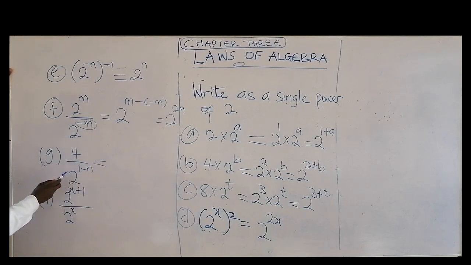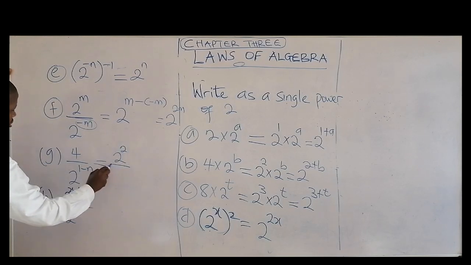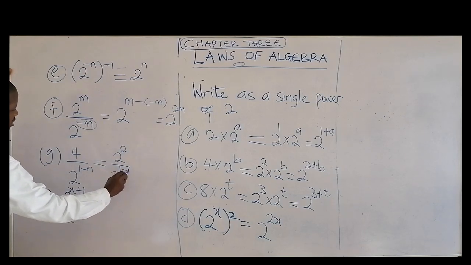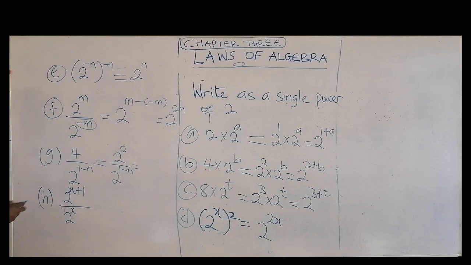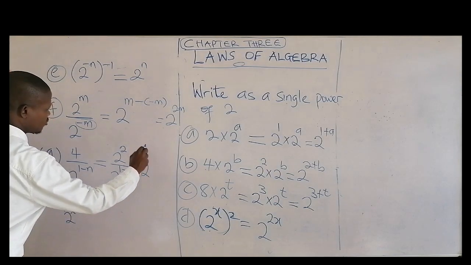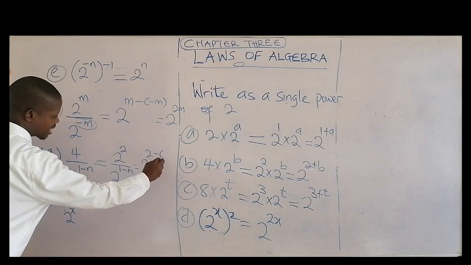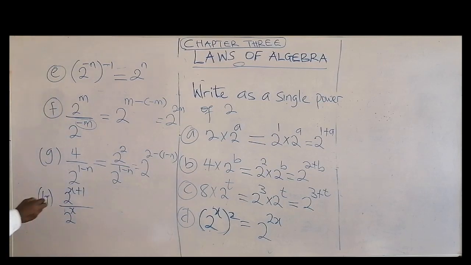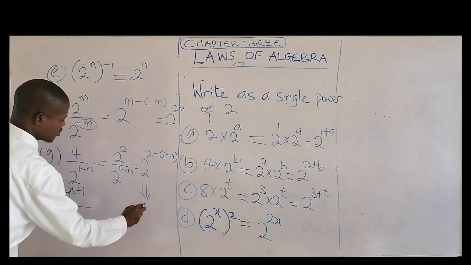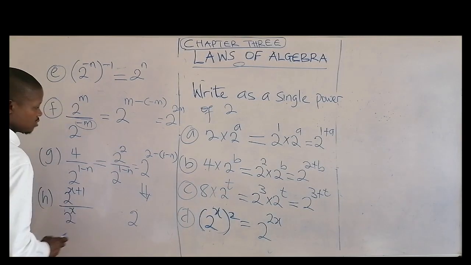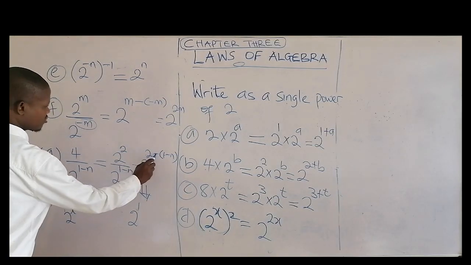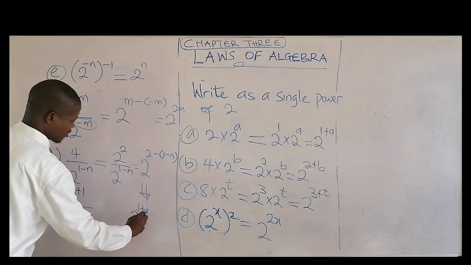Here, this 4, before you can apply your laws, your rules, the bases must be the same. So 4 is 2 to the power 2 all over 2 to the power 1 minus this. Apply your division law. So we take one of the bases, and that will be 2 to the power 2 minus. This one is an expression, so you need to open the brackets, 1 minus this. Okay? And that will be equal to 2 to the power, so that is the 1, and then minus times minus, that's what? That's plus n.